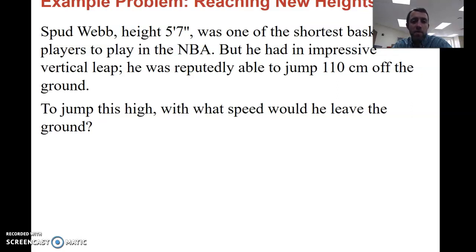You put them on, you tied them up, and then squeezed a little button on the tongue, and it filled the shoe up with air. So he went out for the dunk contest, and he was getting ready to do his dunk, and he stopped, pumped his shoes up, and everybody went crazy, and then he went and did some nasty dunk. It was interesting. So he had a vertical leap of 110 centimeters.